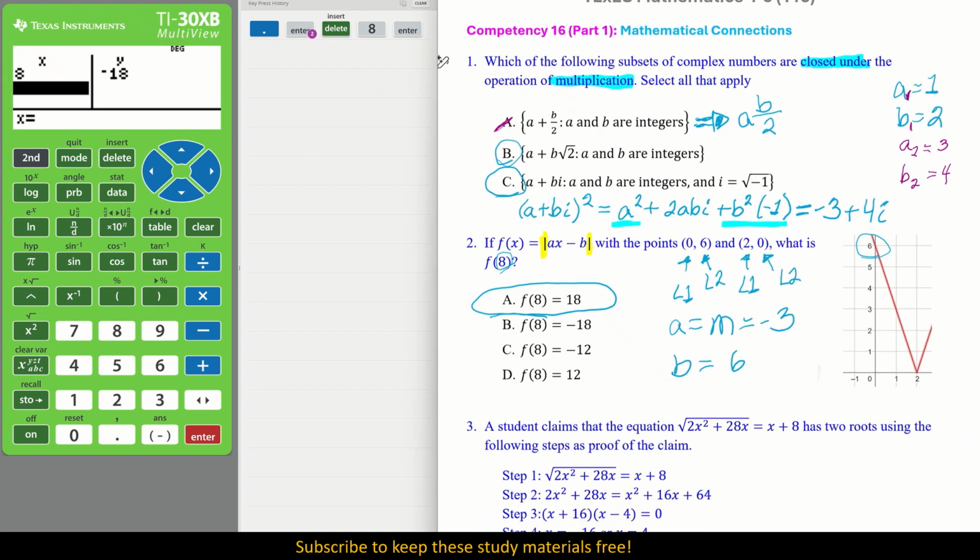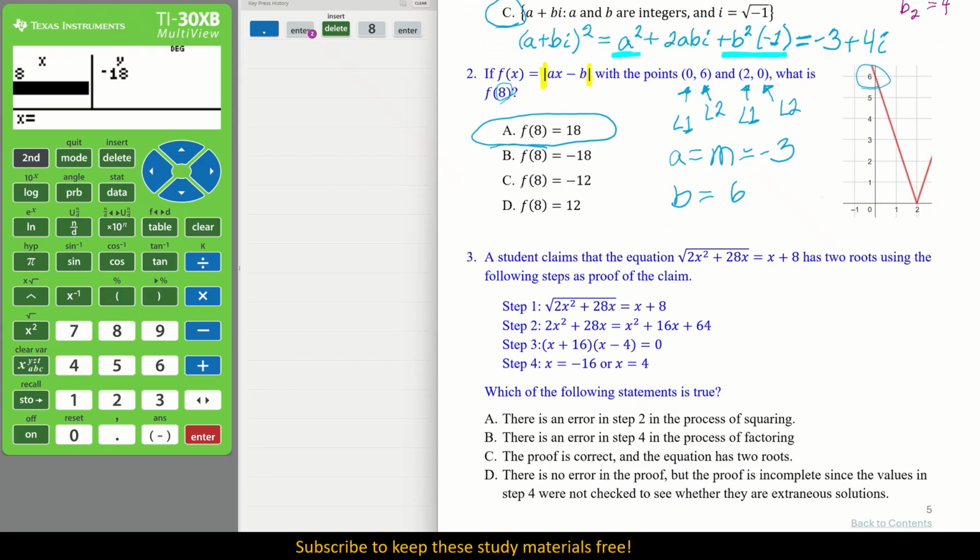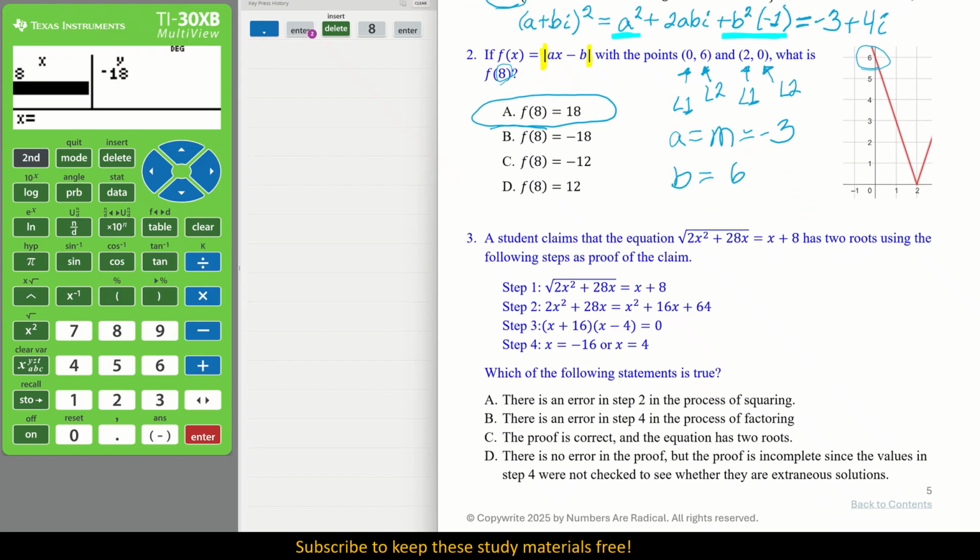Okay, now let's go to number 3. I actually really like number 3. Okay, I'll explain to you why. A student claims that the equation square root of 2x squared plus 28x equals x plus 8 has 2 roots using the following steps as proof of the claim.